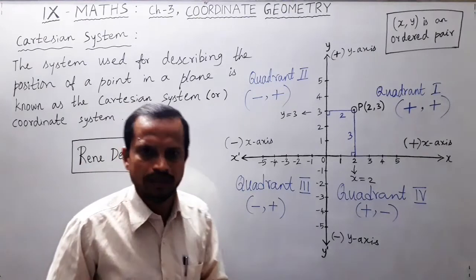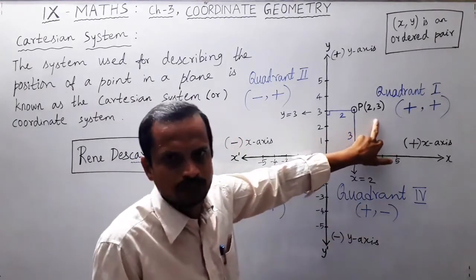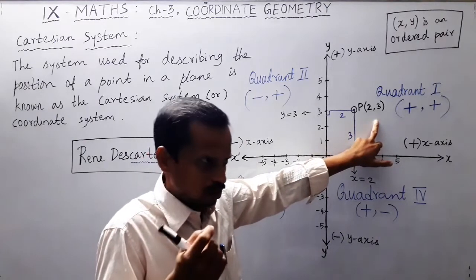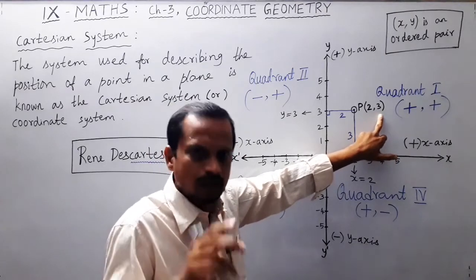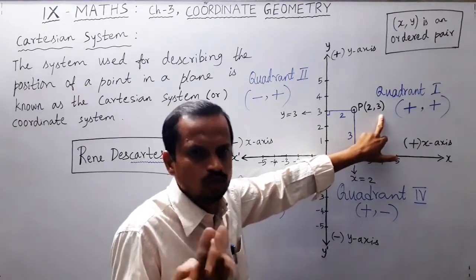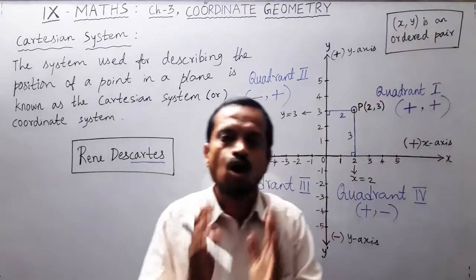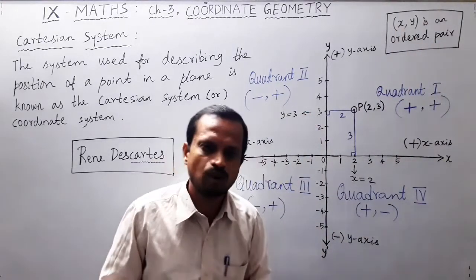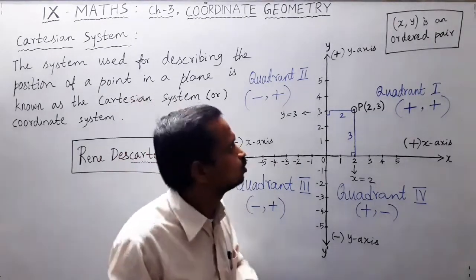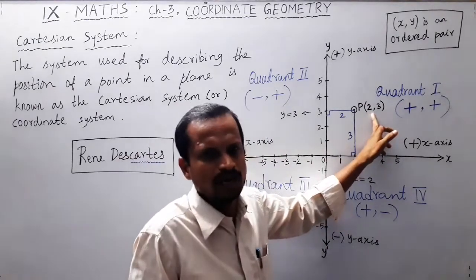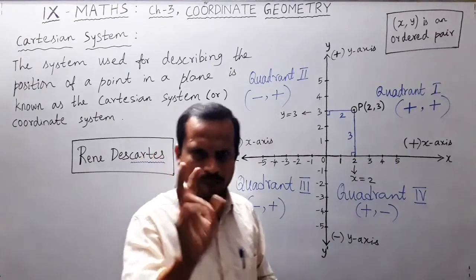So what is meant by coordinate? For example, take a point like (2, 3). The 2 refers to the x axis, and after the comma, the value 3 refers to the y axis. So x comma y is an ordered pair. Pair means two values. For example, if x is 2 and y is 3, then 2 comma 3 is the pair.